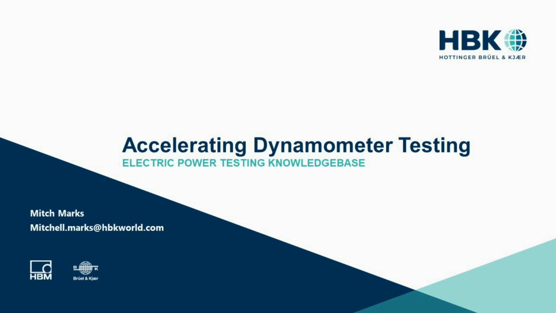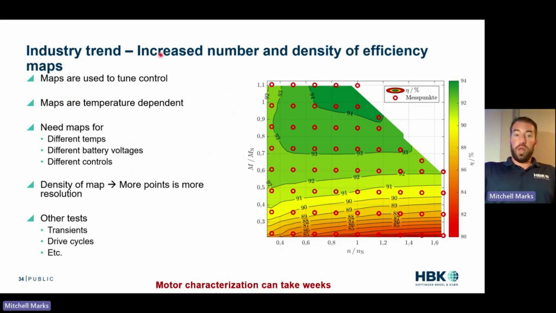All right, test acceleration. We're seeing an industry trend for an increased number and an increased density of efficiency maps. These maps are used to tune our controller. These maps are temperature dependent, and we end up needing different maps for every temperature, every battery voltage, different controls. We end up having tons of maps. And we're seeing another trend towards more density in the efficiency maps, which means more points of resolution. And then there's other tests as well.